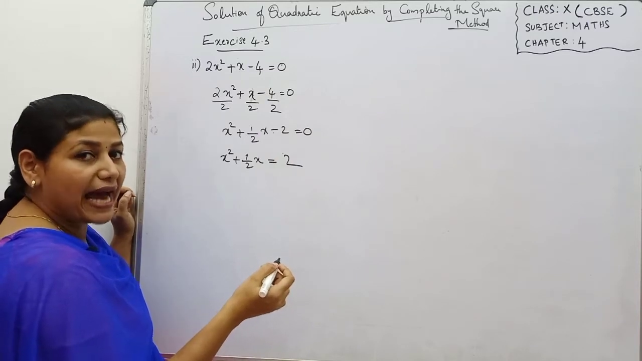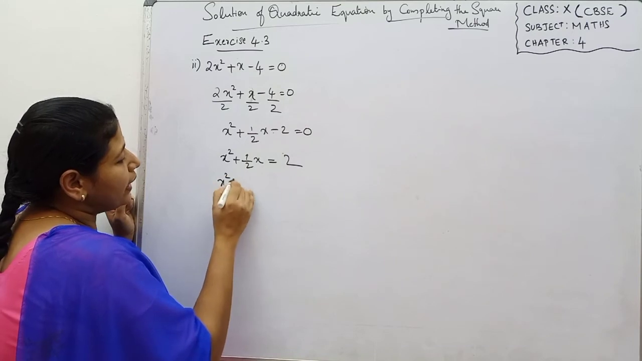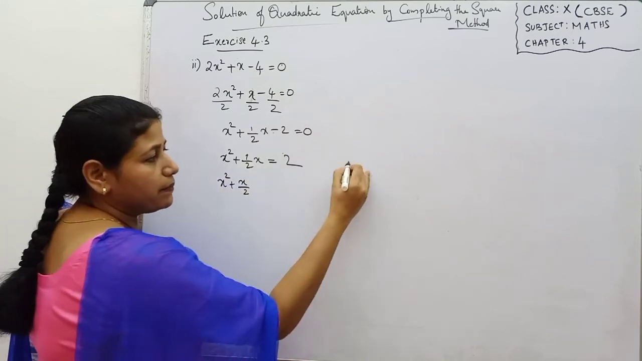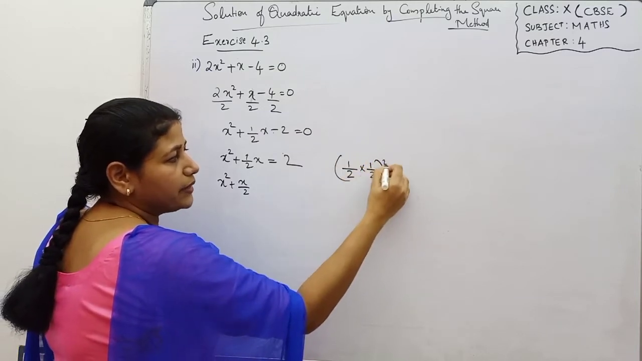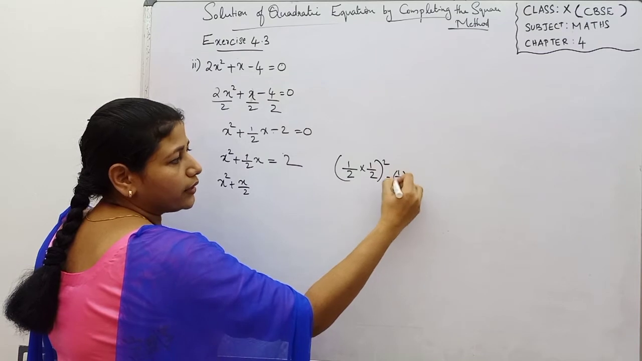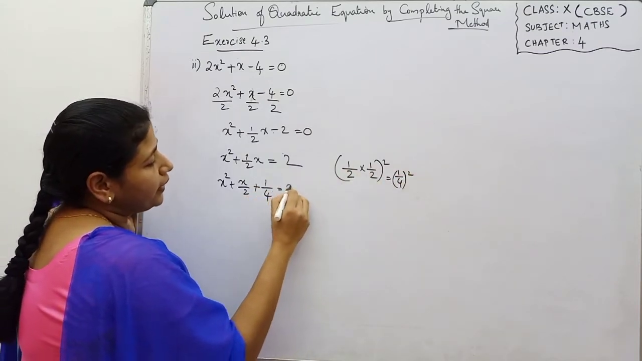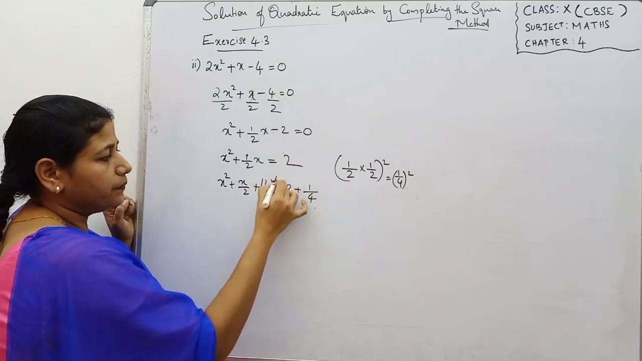Now we have to add the square of half of the coefficient of x. That means x square plus x by 2. The coefficient of x is 1 by 2. And its half is 1 by 2 into 1 by 2, and their square. That means 1 by 4 square. Okay, 2 into 2 is 4. So add 1 by 4 square here and here.